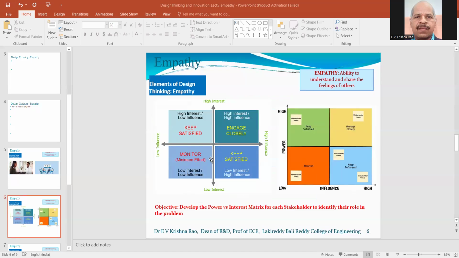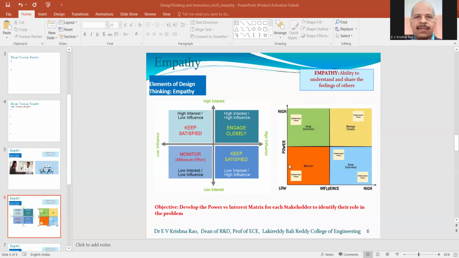The journey map or customer mapping can be developed with power versus interest, or interest versus influence. See the low interest and high interest, low influence and high influence, similarly influence versus power. You take any problem, the people involved, the stakeholders involved: the user, customer, manager, administrator. What are their interests? What are their influences? What are their powers? You can map whether it is low power or high power, an administrator having high power, or low interest or high interest, a manager having low influence or high influence.